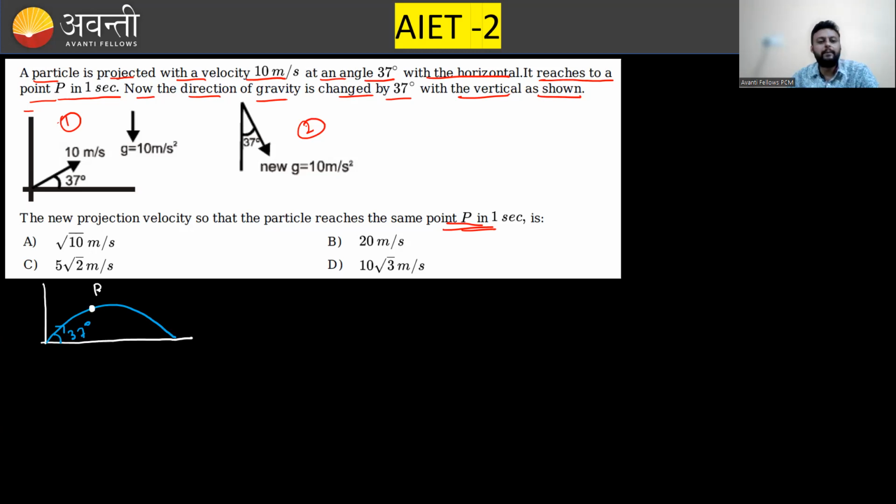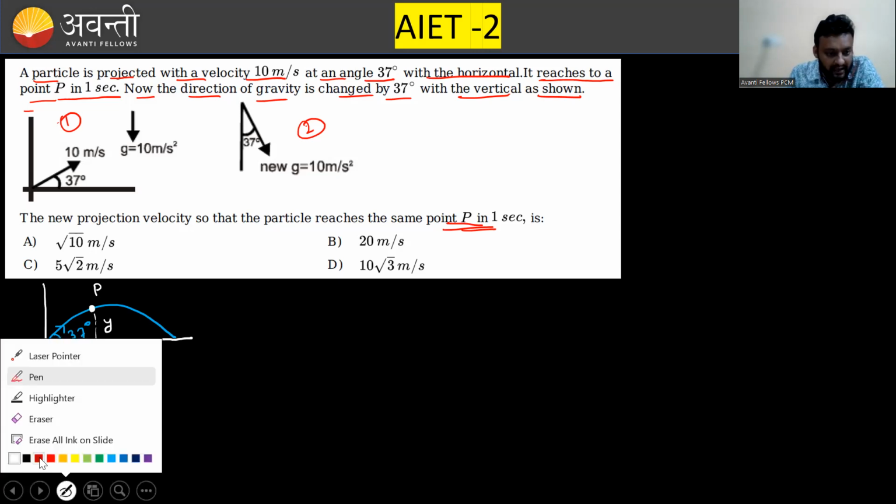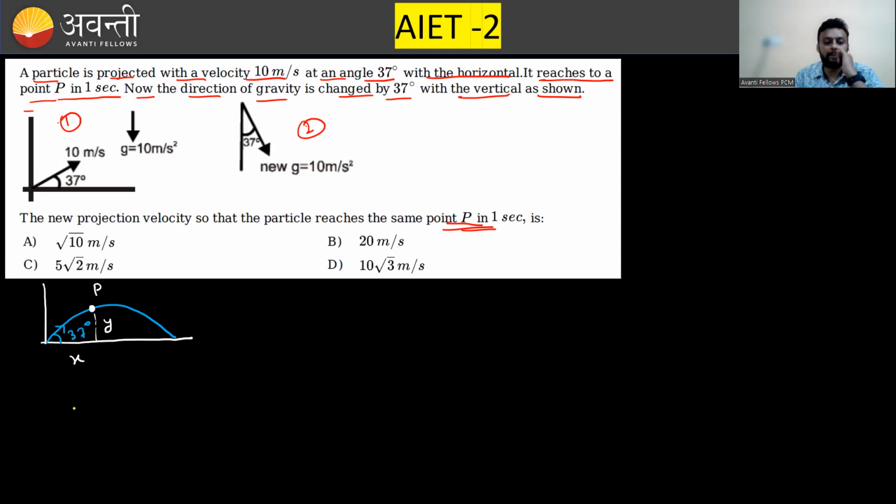It reaches a point P. So till point P, it has some y coordinate like that. It has some coordinates. So first of all, we need to find this x and y. After that, we will solve for the second part, the change in the direction of gravity. For that, you must know the horizontal velocity. I think everybody knows that projectile motion is a combination of two motions, one horizontal and one vertical.